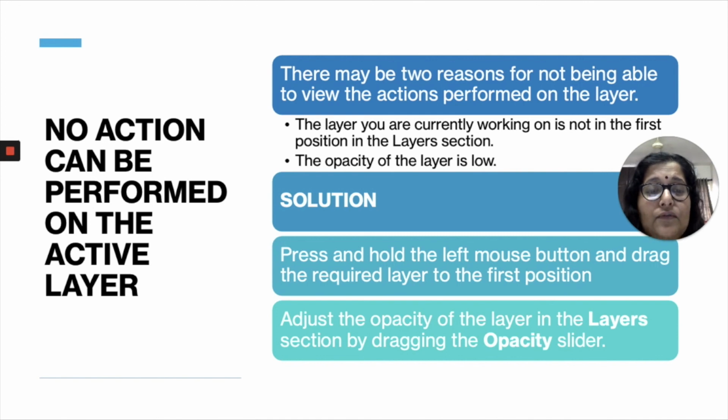Adjust the opacity of the layer in the layers section by dragging the opacity slider. You have to adjust the opacity by going to the layers section and dragging the opacity slider. You have to drag the slider to the opacity range that you need.